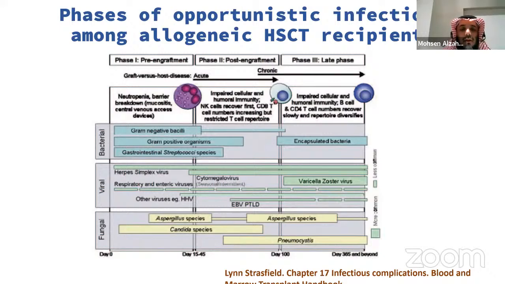After day 100, some patients may continue to have impaired cellular and humoral immunity, especially if they have GVHD and are on immunosuppression. Here you will see opportunistic infections, including fungal infections, viral infections, varicella zoster, and some encapsulated bacterial infections if the patient develops hyposplenism.